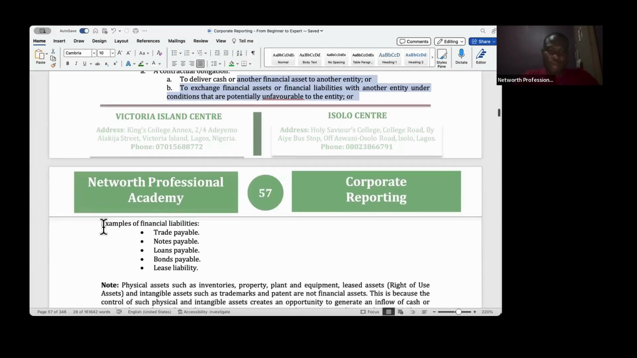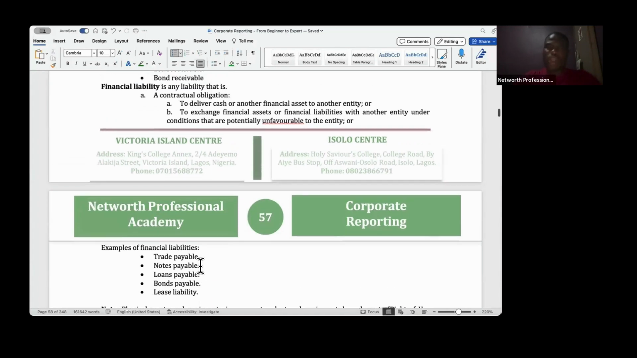Examples of liabilities that I have: your trade payables is a financial liability, because when you have a trade payable, you have an obligation to deliver cash. Notes payable, similar to loans payable, bonds payable, or a lease liability. If you lease an asset, you are supposed to be paying rentals to the person. So you have a lease liability. You have an obligation to deliver cash.